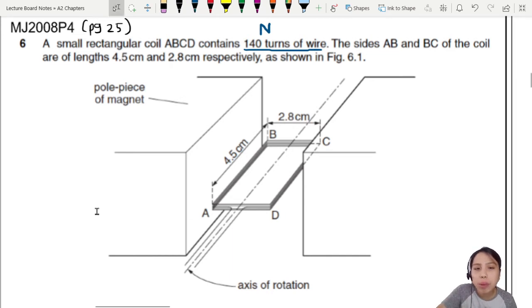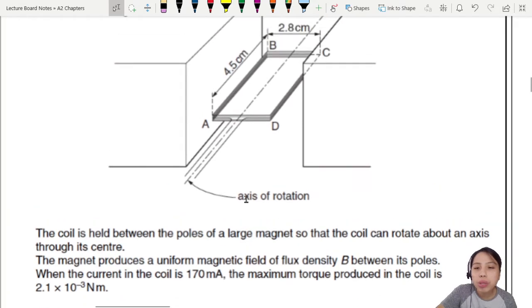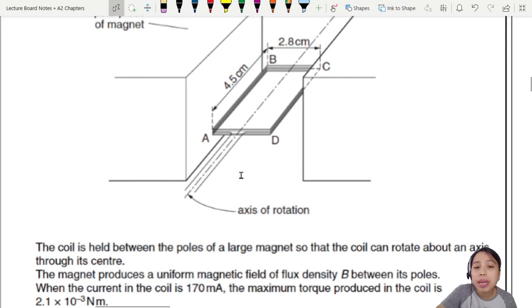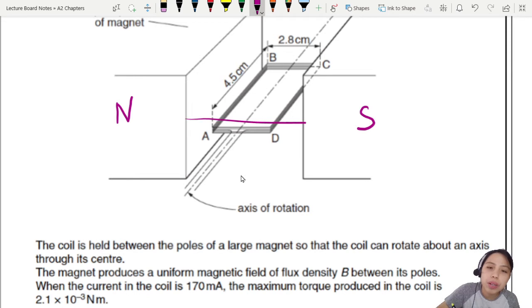They didn't give us the poles of the magnet, huh? Never mind. Okay, so the coil is held between the poles so that the coil can rotate about an axis through the center. The magnet produces a uniform magnetic flux density through the poles. So I guess if they never told us, we can assume. Okay, for simplicity of mind, we assume there's north here and south here. So you have magnetic fields going from left to right, and that's your B. I'll just draw one. There, just for us to know.